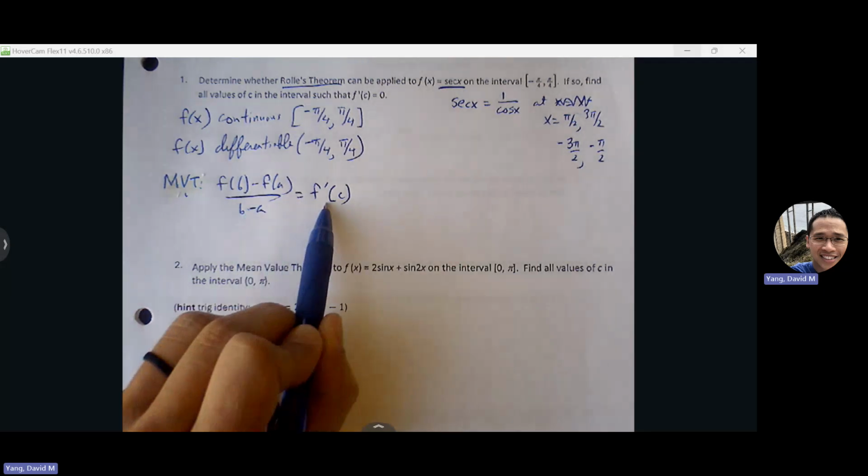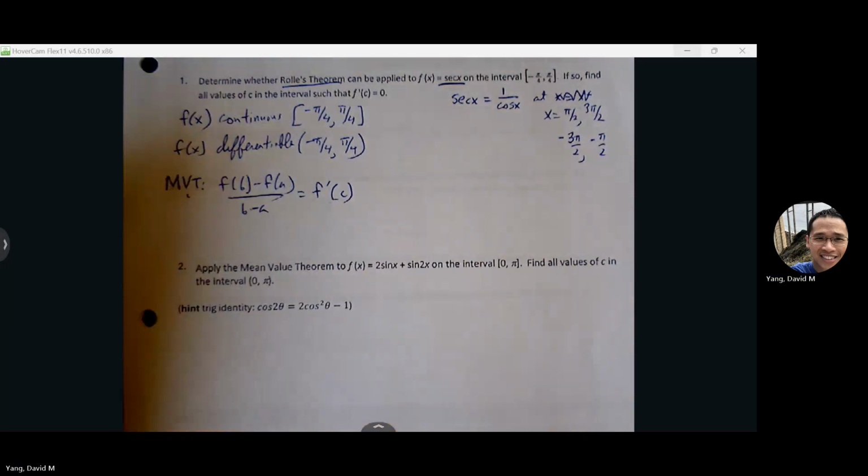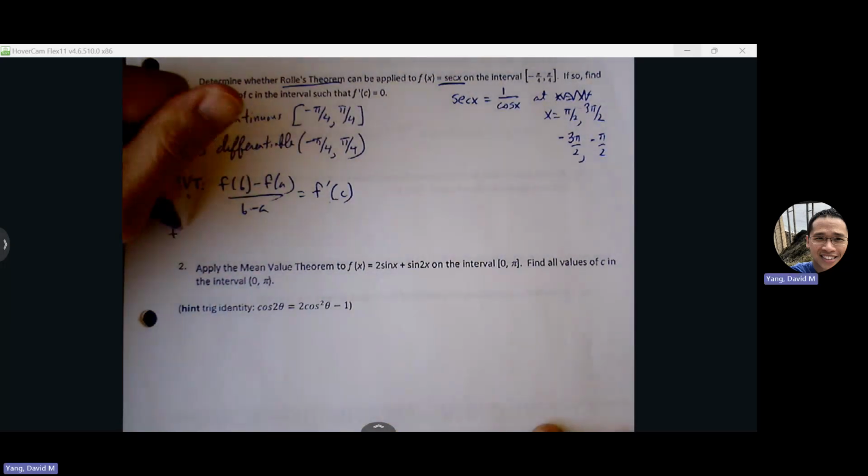Next step, we're going to find the derivative function. And the third step, we'll set them equal to each other and solve for c. All right, so let's find our endpoints here, f of negative pi over 4.